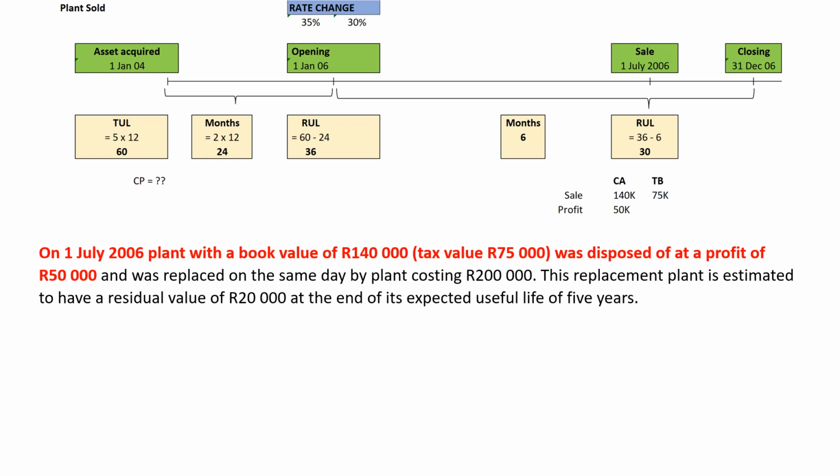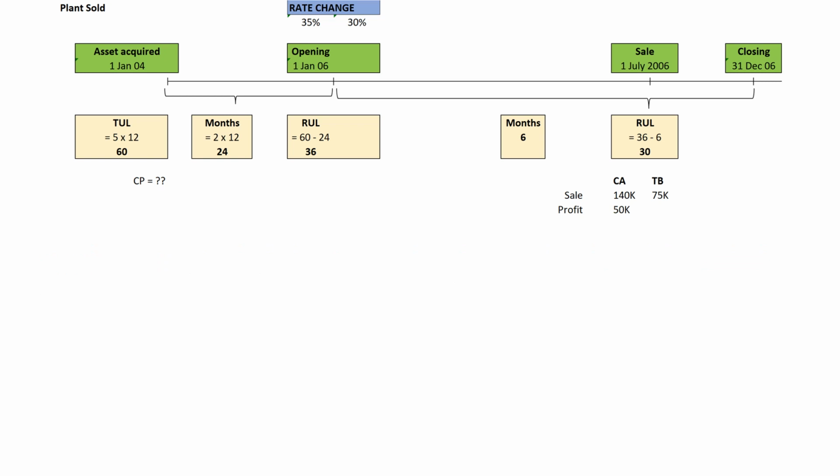So in order to get the cost and accumulated depreciation, I'm going to take you through two approaches. One is the long approach and the other one is the short approach. The long approach involves working backwards to get the cost and accumulated depreciation at different intervals on the timeline.